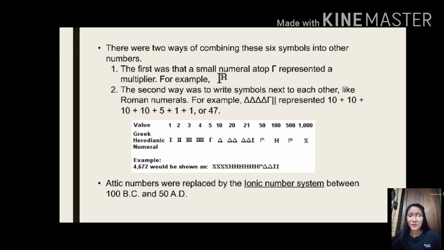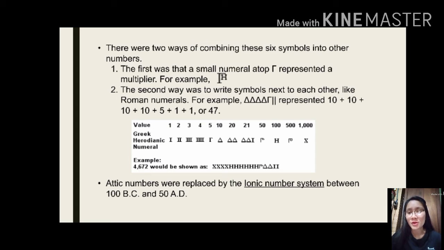There are two ways of combining these 6 symbols into other numbers. First was that a small number atop pi represented a multiplier. For example, 500: 5 multiplied by 100. We have the h and the pi above it. The second way was to write symbols next to each other, just like Roman numerals.